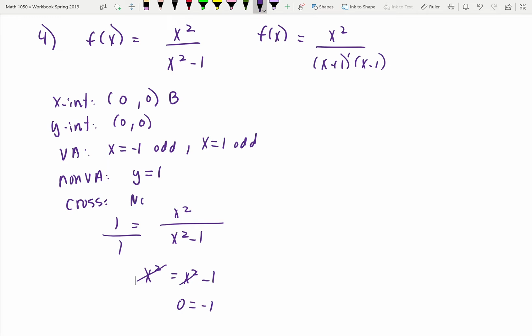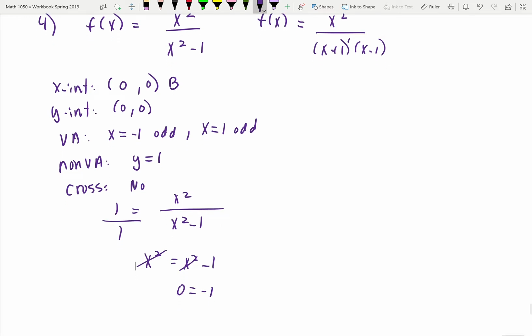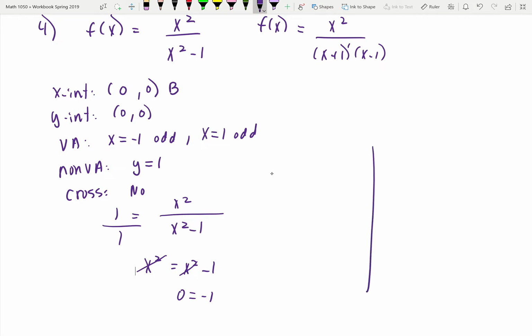0 equals negative 1. No, it does not cross. Okay, now I'm going to graph it. So on the xy axis, you have an asymptote at negative 1 and one at positive 1. You also have a non-vertical asymptote at y equals 1.